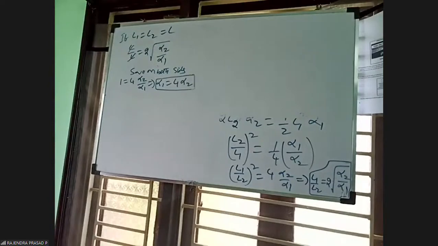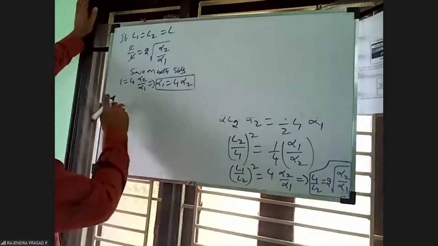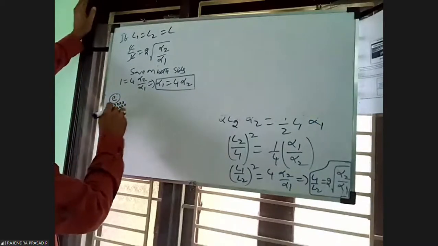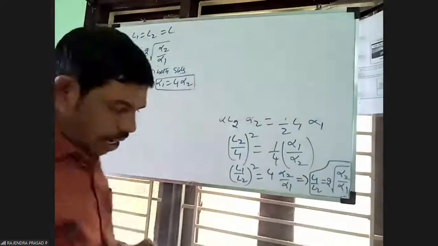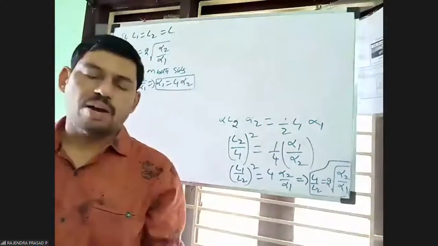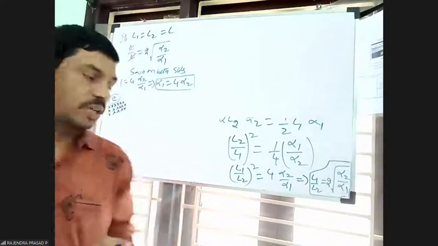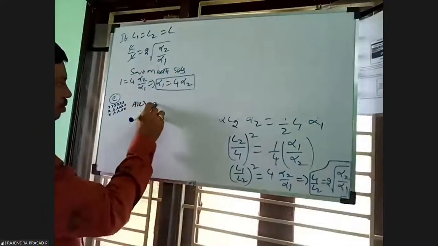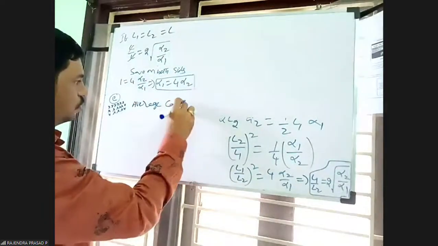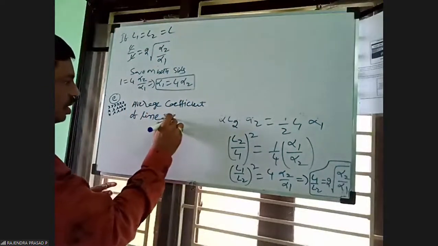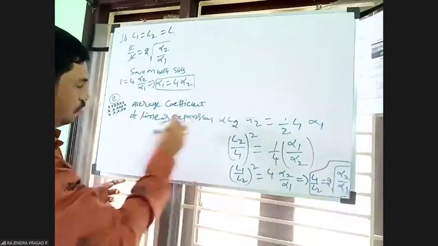So next, E. C and D completed. E is a very, very important question: the average coefficient of thermal expansion, the average coefficient of linear expansion of a composite rod.